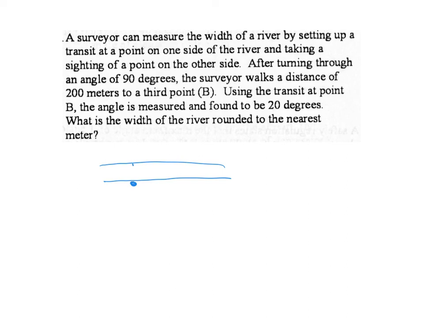After turning through an angle of 90 degrees, the surveyor walks a distance of 200 meters to a third point, B. And using the transit at point B, the angle is measured to be 20 degrees. So now I have this nice right triangle here, and this is 20 degrees. So I'd like to find the width of the river.